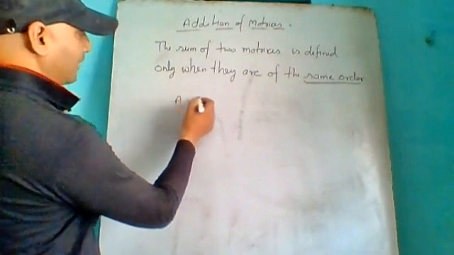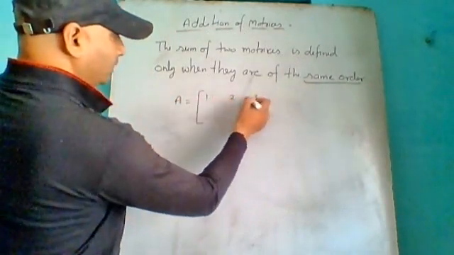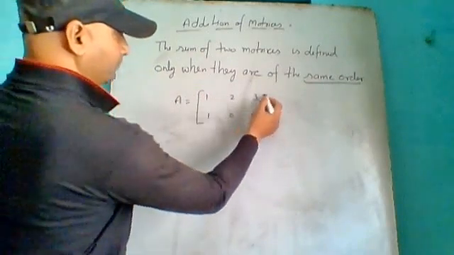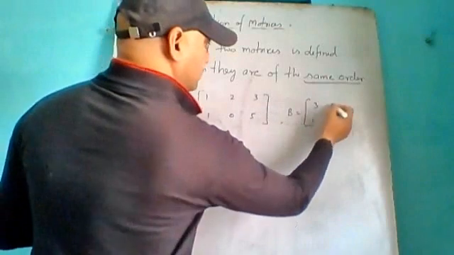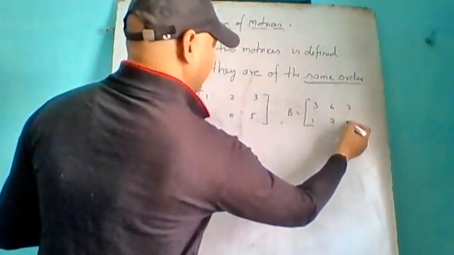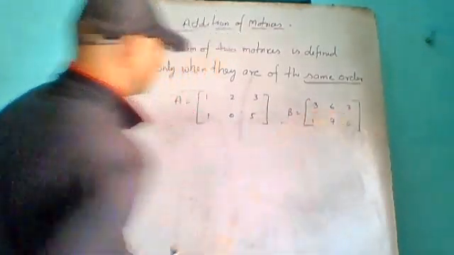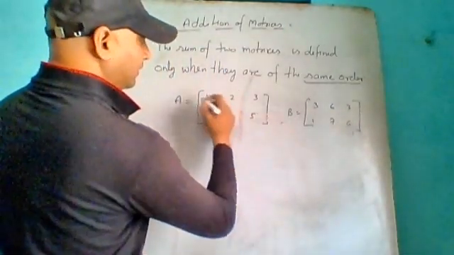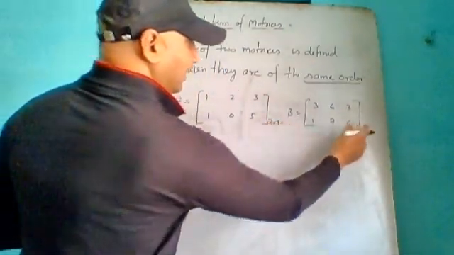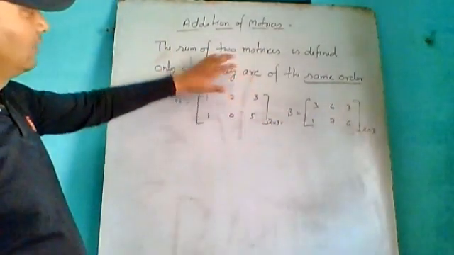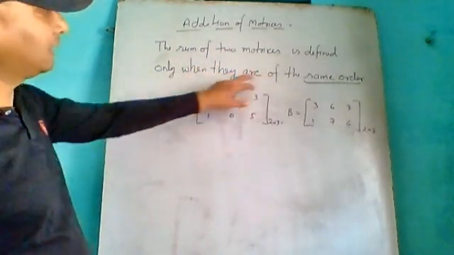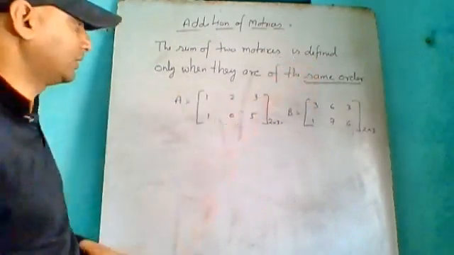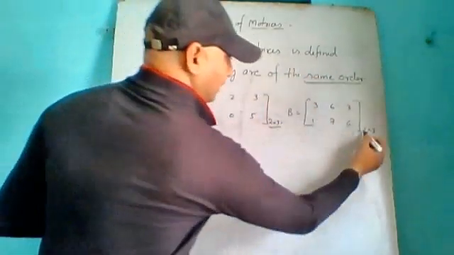Suppose, for example, you have a matrix A as 1, 2, 3, 0, 5, and matrix B is 3, 1, 6, 7, 3, 6, right? The order of the first matrix is 2 by 3 and the second is again 2 by 3, right? So, the sum of matrices is defined only when they are of the same order. Here the two matrices A and B have the same order.